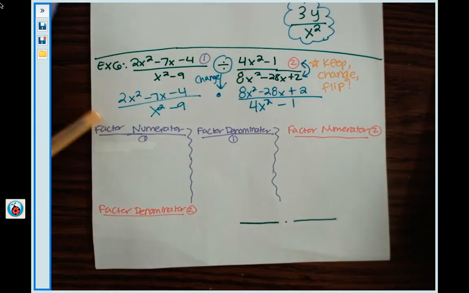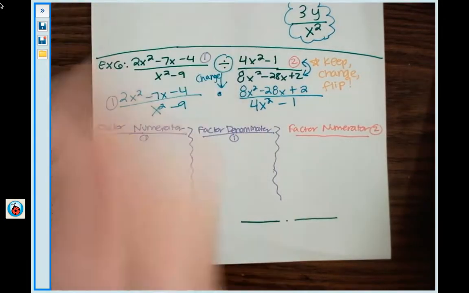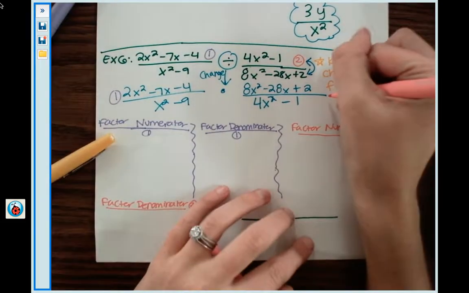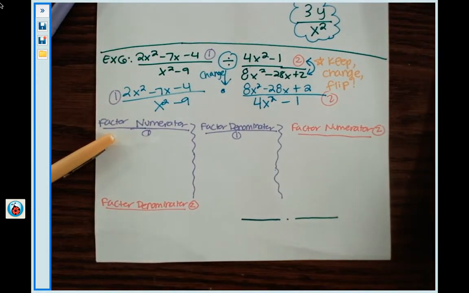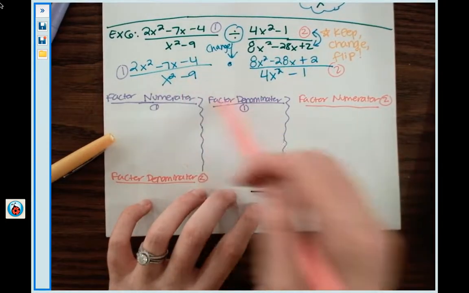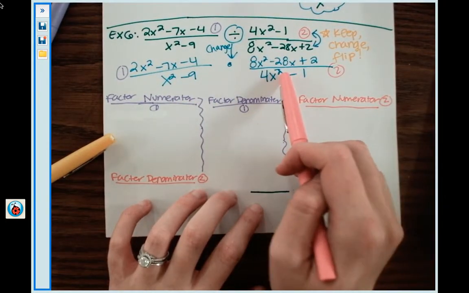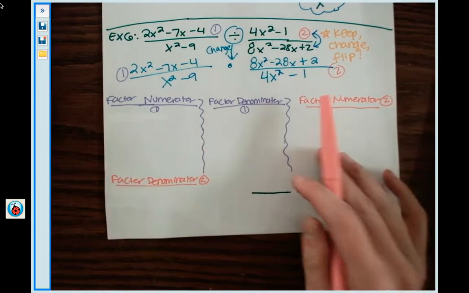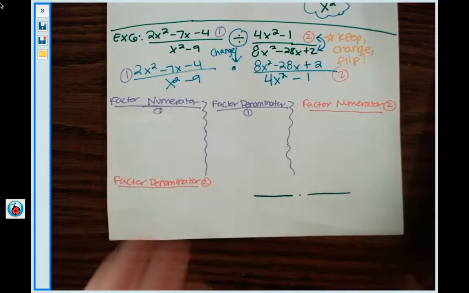Okay, so this is my fraction 1. This is my fraction 2. And remember, you guys, before we combine anything, before we multiply straight across, we have to factor all this stuff. Okay, so we have to start getting used to factoring because we're going to factor all the time.